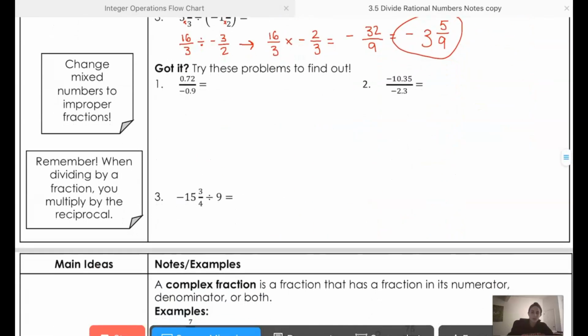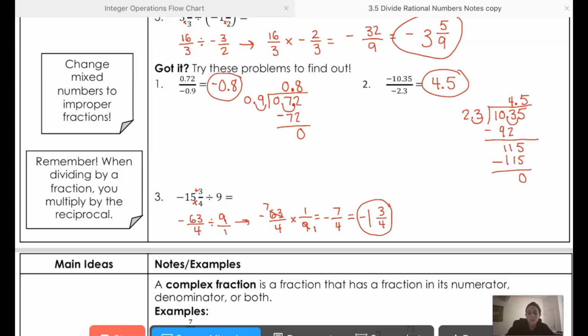All right, so you try numbers 1 through 3 on your screen, and then hit play when you're ready to check your answers. Take a moment, check your answers with my answers. If they differ at all, look through my work and check it with your work.